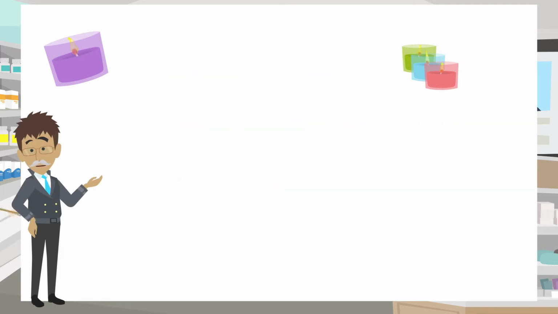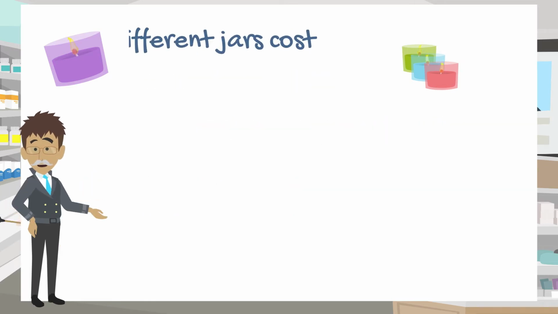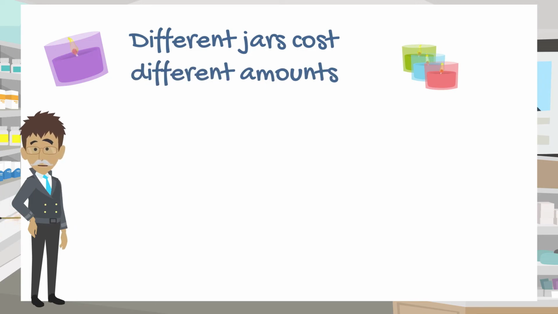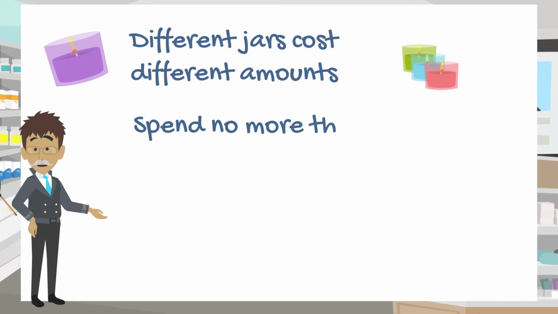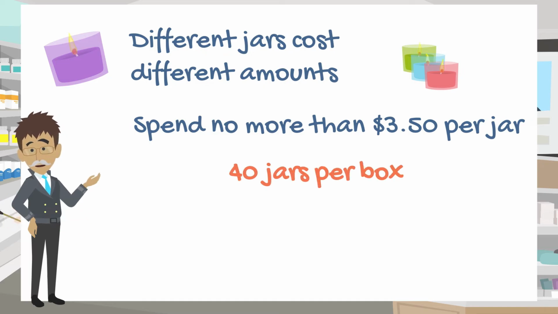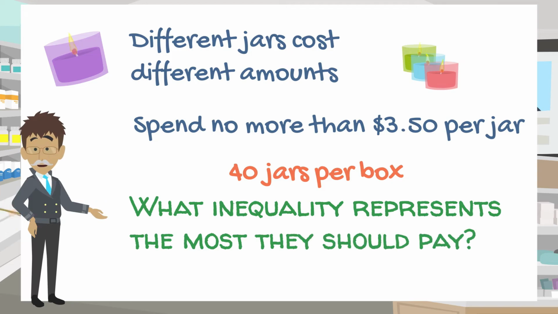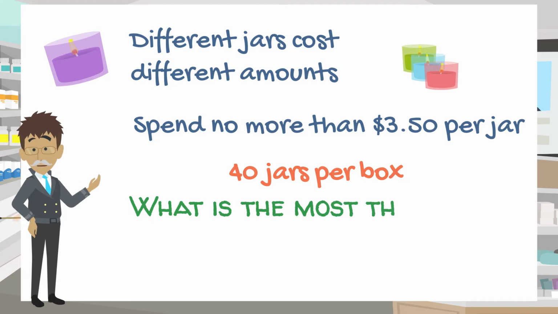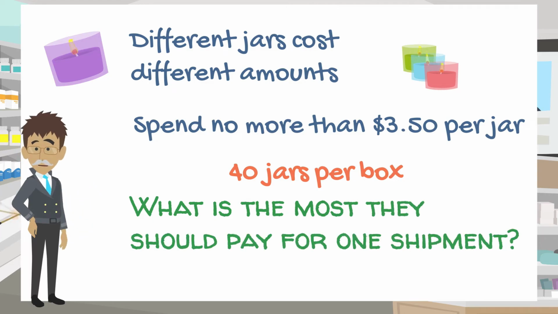They find a place that sells different types of candle jars at different rates. Each type has a different cost, so it is important to know which ones to buy. They do not want to spend more than $3.50 per candle to maximize their profits. If the jars come in a shipment of 40, what inequality represents the most they should pay per shipment? What is the most they should pay per shipment?